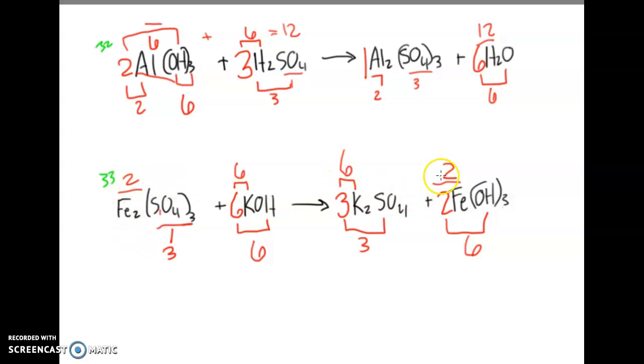2 irons, 3 sulfates, 3 sulfates, 6 potassiums, 6 potassiums, 6 hydroxides, 6 hydroxides. And we are done with a 1, a 6, a 3, and a 2.